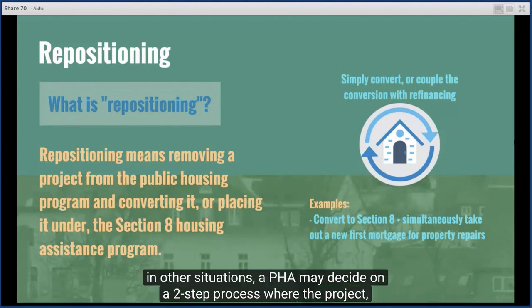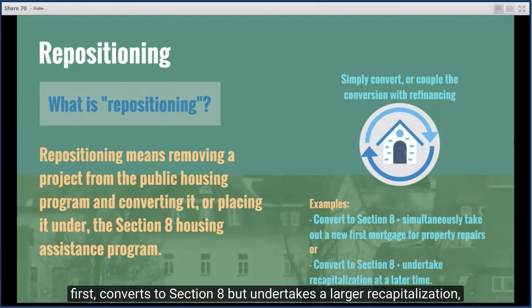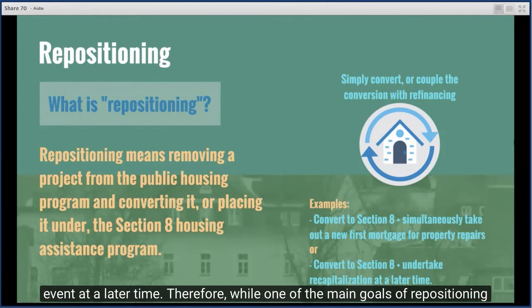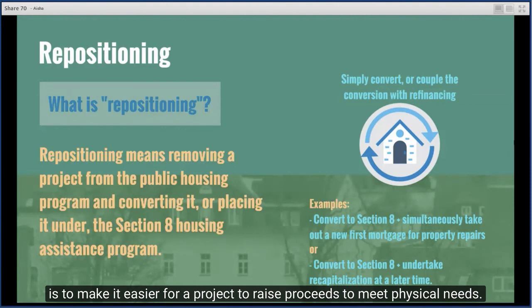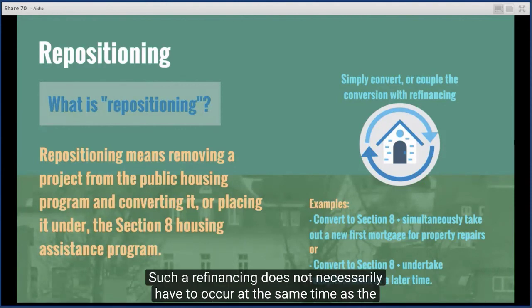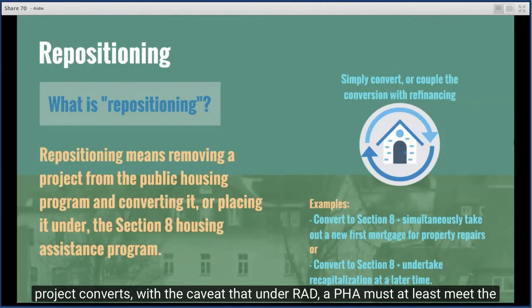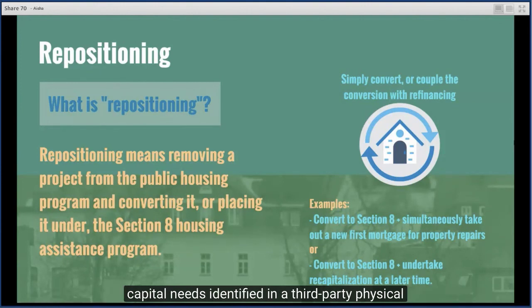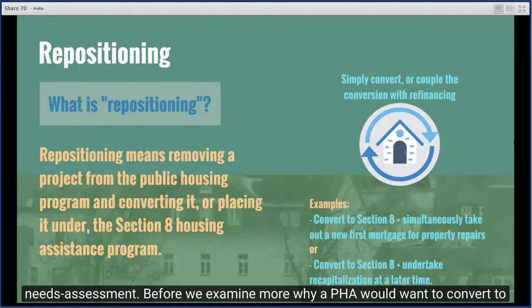But in other situations, a PHA may decide on a two-step process where the project first converts to Section 8 but undertakes a larger recapitalization event at a later time. Therefore, while one of the main goals of repositioning is to make it easier for a project to raise proceeds to meet physical needs, such a refinancing does not necessarily have to occur at the same time as the project converts, with the caveat that under RAD, a PHA must at least meet the capital needs identified in a third-party physical needs assessment.